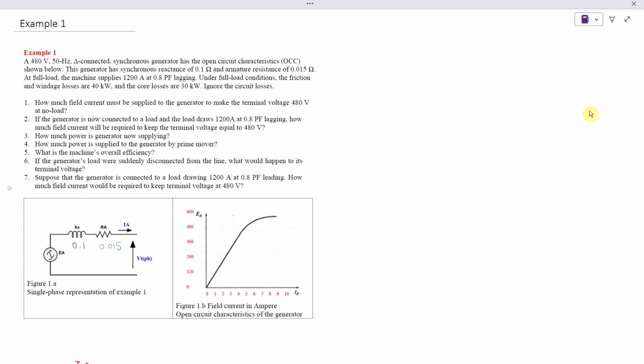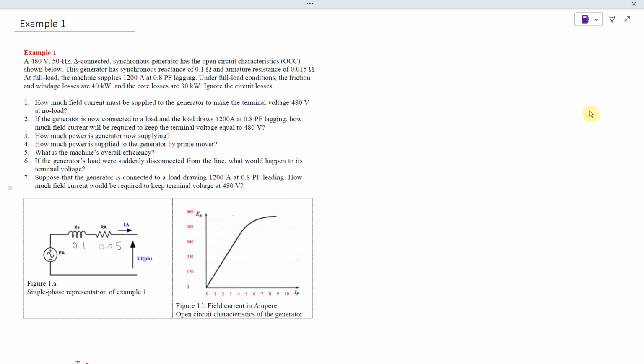Okay, and we have a high voltage here because the voltage flows to the other side, to the terminal, because this is a generator. At full load, the machine supplies this amount of current at this power factor, and under full load condition there are some losses. Let's look at the first one.